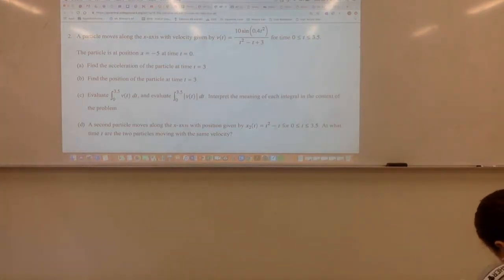So all it says is a particle moves along the x-axis with velocity given by this function between 0 and 3.5 seconds. And then we are given an initial position. The particle is at position x equals -5 at t equals 0. So part A just says find the acceleration of the particle at t equals 3. How would we do that?